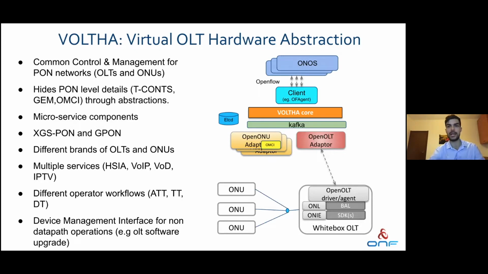So Volta supports multiple brands of OLTs and ONUs, and we will have a more detailed look at that later, but also multiple services such as high-speed internet access, voice over IP, video on demand, and IPTV via the ONUs. But not only for one operator, but also for multiple operators. We have this concept of workflows, which are configurations that you do to the different pieces of Volta with different types of configurations. Again, some take JSON inputs, some take other types of flags, and that specify how a subscriber is handled, because there are differences between the different operators we work with.